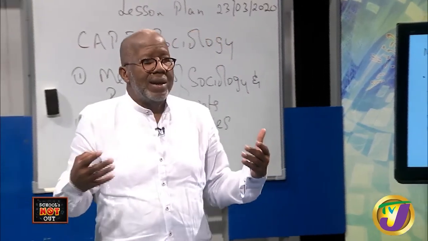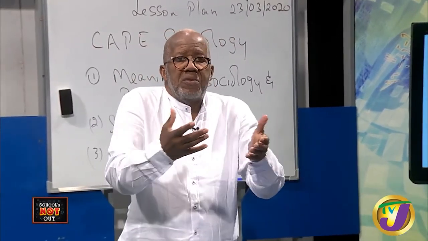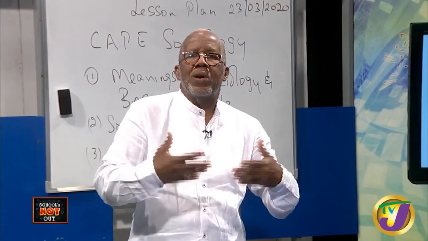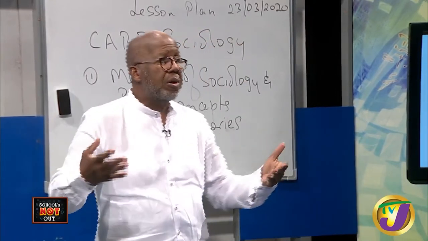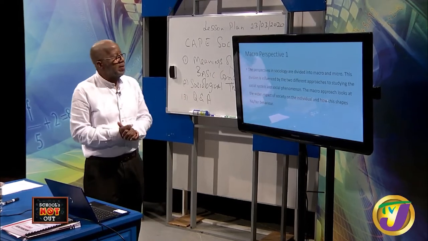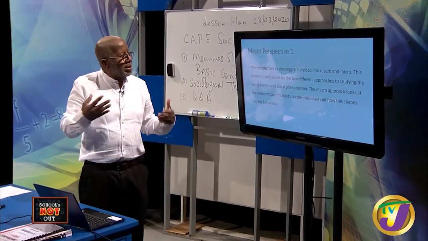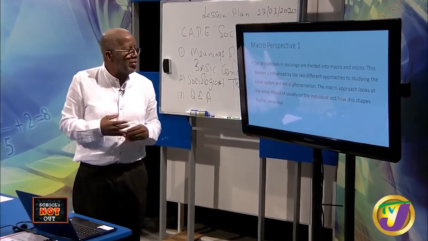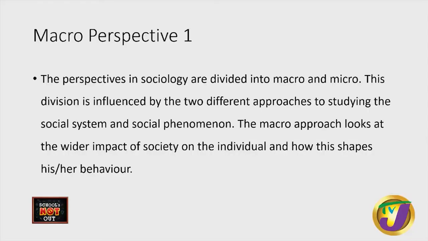What it means is that there are two different ways or two different angles in which individuals look at society. Some from a macro perspective, some from a micro perspective. So the macro perspective, of course, looks at the wider impact of society on the individual and how it shapes his or her behavior. So what we look at, and this is like the functionalist and the Marxist conflict, are macro perspectives.